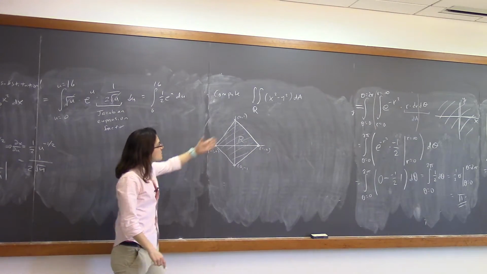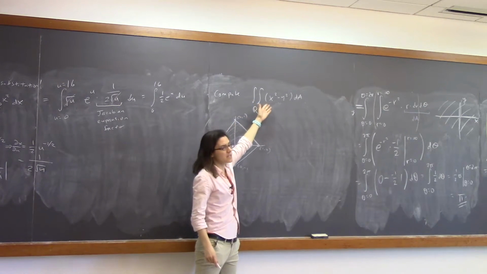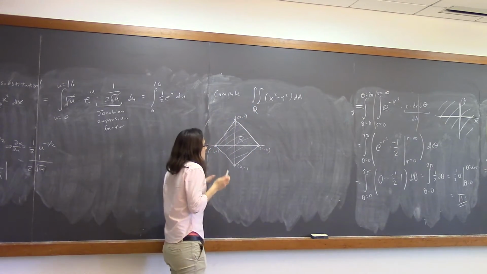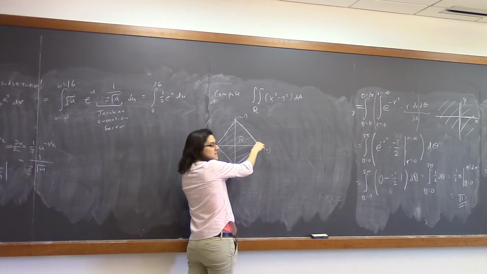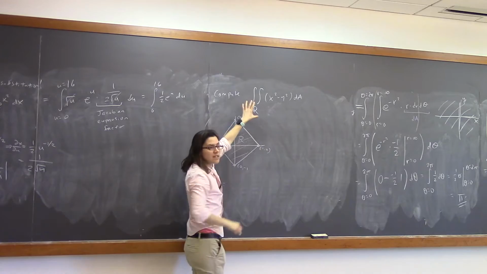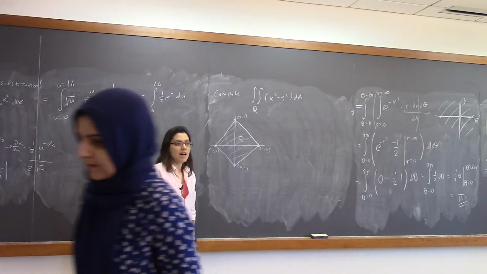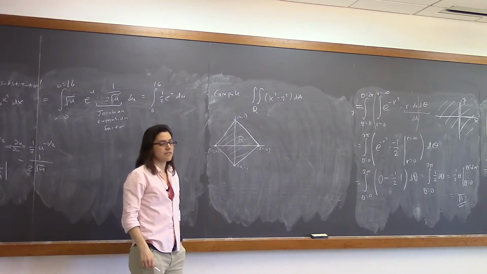Now for this one, you're integrating a polynomial. If you wanted to do this, you could decide maybe you want to do vertical slices. So you just go from the bottom, you'd find the equation for this line, you'd find the equation for this line, you'd set it up, you'd do it. Right, you could do it. But we'll try a different method.